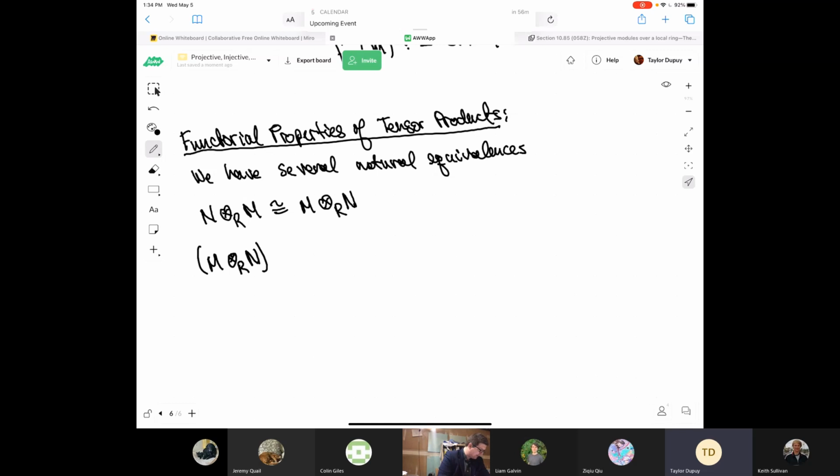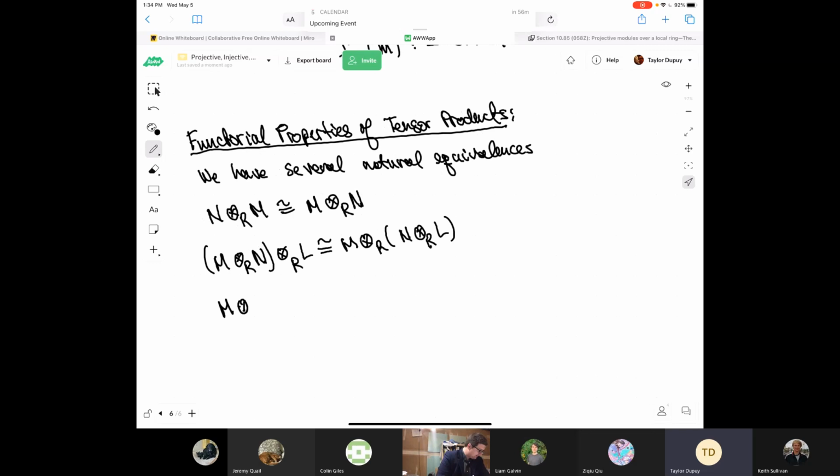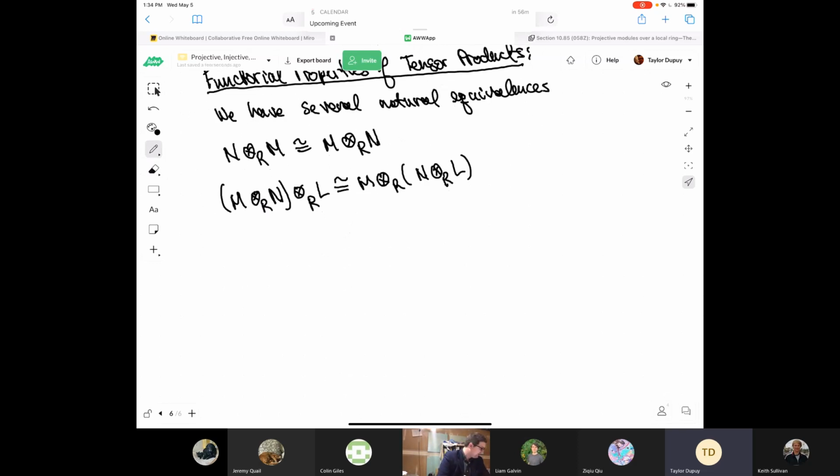We have this associativity axiom: M tensor over R with N tensor over R with L. And then we have M tensor... sorry, I need to do direct sums and tensor products. And you know what I did? I wrote it in my notes so that I can't tell the plus from a times. Okay, but I need to be more careful.